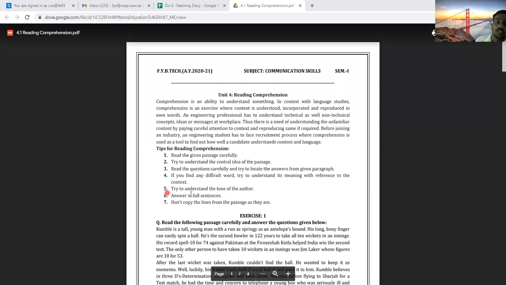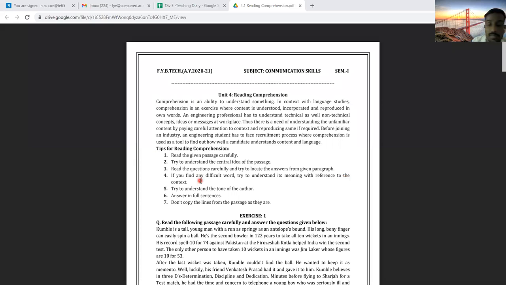Then next, number 4 says, if you find any difficult word, try to understand its meaning with reference to the context. Many times it happens that we read the paragraph, but in that paragraph there are many new and difficult words whose meaning we do not know. So in that case, we have to guess or understand the meaning of the words from the context. From the words which you know, you have to guess the meaning of the new words that you don't understand. Then next, number 5 says, try to understand the tone of the author. What the writer is trying to convey, that you just try to understand.